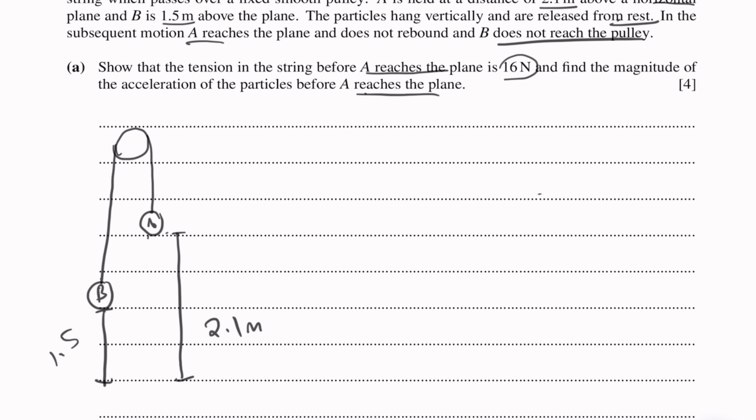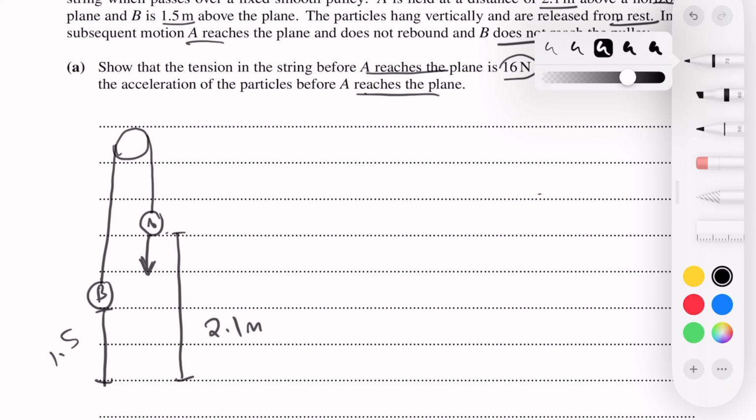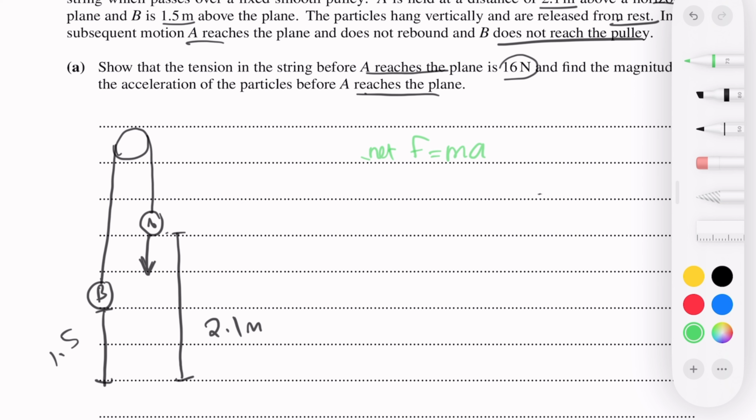Now, because we know A is going downwards, then in order for us to find the tension and to find acceleration, the only way to go about solving this question about connected particles is to use Newton's second law of motion. Newton's second law says that net force must equal mass times acceleration. Now we already know the net forces on particle A. Let's start with particle A.